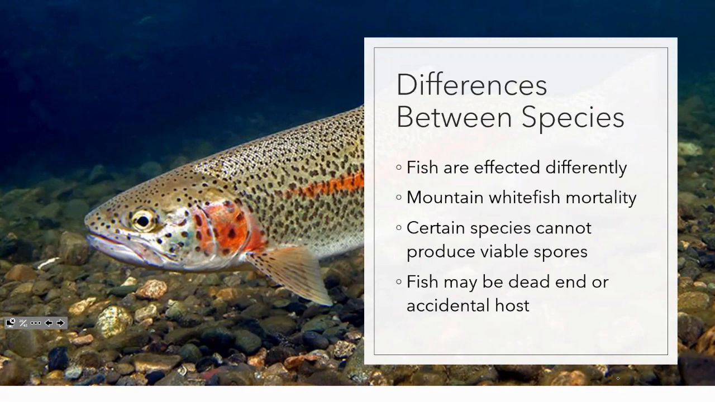Additionally, certain species cannot produce viable spores. I'm not totally clear why, but I assume that the spores are somewhat malformed and thus cannot complete recolonization. This points to the fact that some fish may be dead end or accidental hosts of the parasite. The parasite may be so poorly adapted to parasitizing the fish that it's accidental. They're not attempting to replicate within these species of fish, which, as we talked about earlier, when there is that maladaptation with parasites, that can lead to disease.